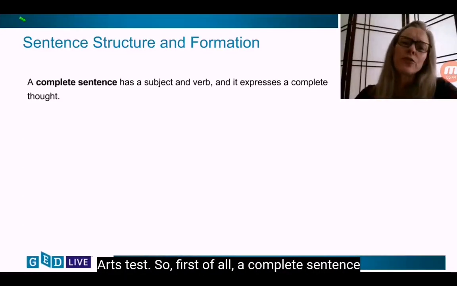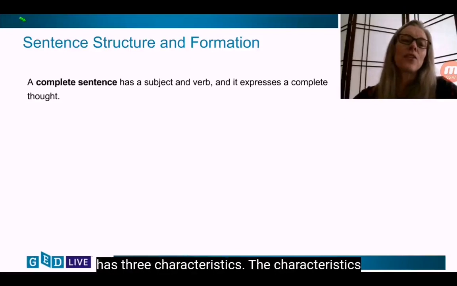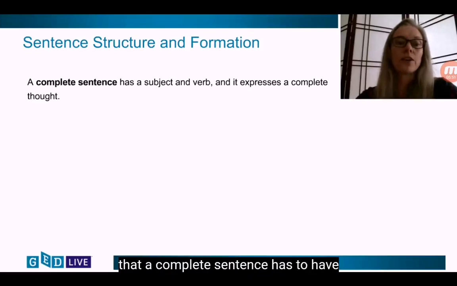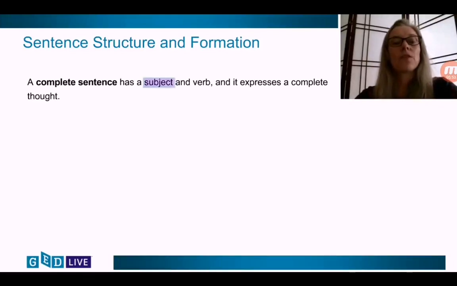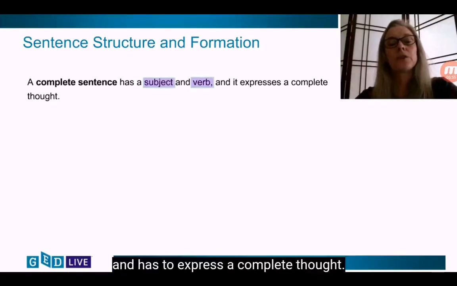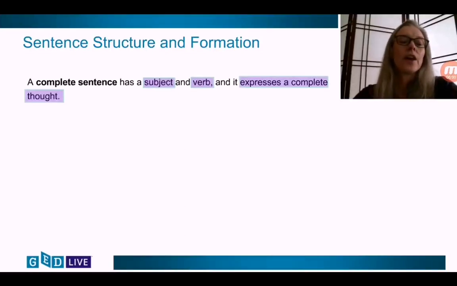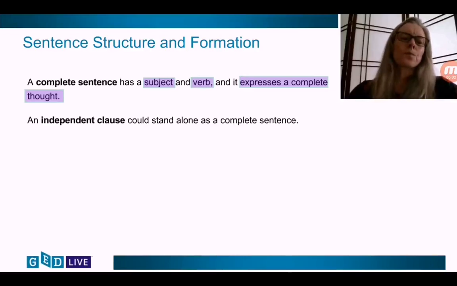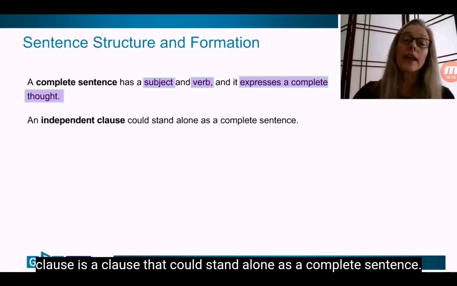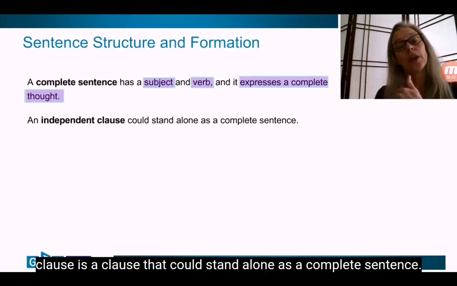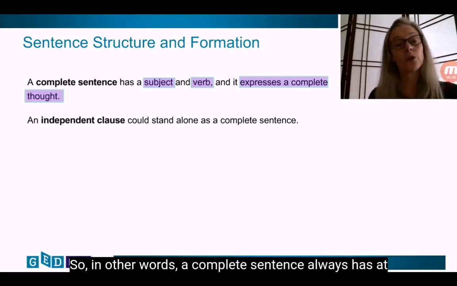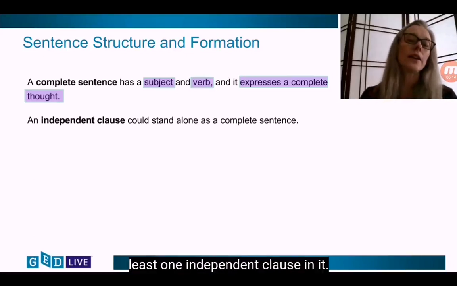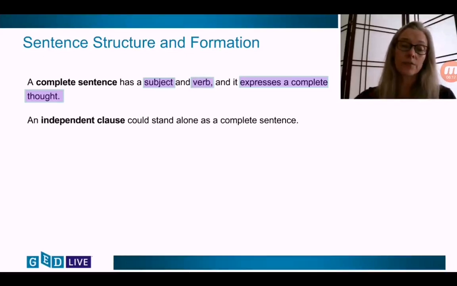So first of all, a complete sentence has 3 characteristics. The characteristics that a complete sentence has to have: subject, verb, and it has to express a complete thought. So an independent clause is a clause that could stand alone as a complete sentence. So in other words, a complete sentence always has at least one independent clause in it.